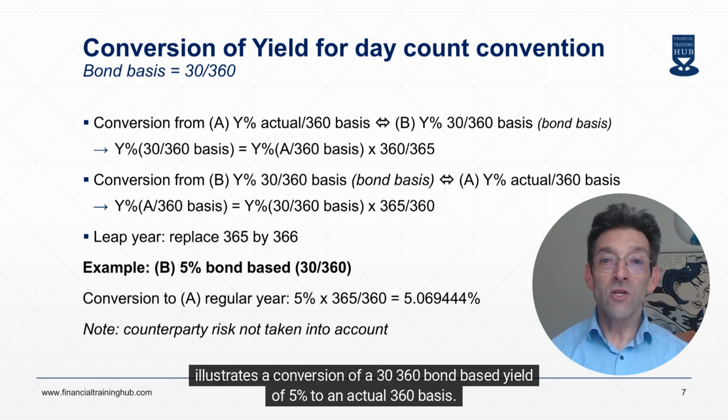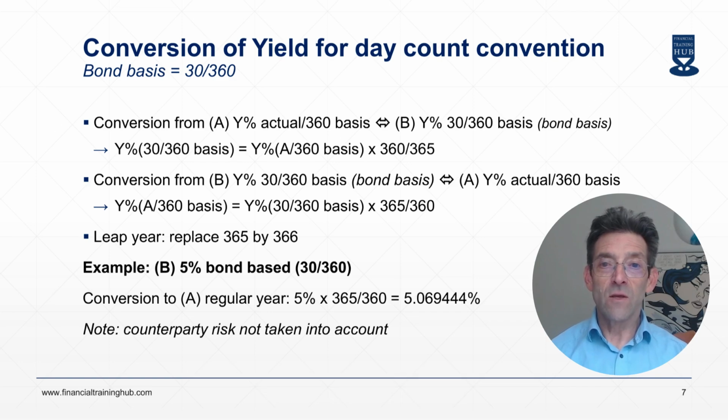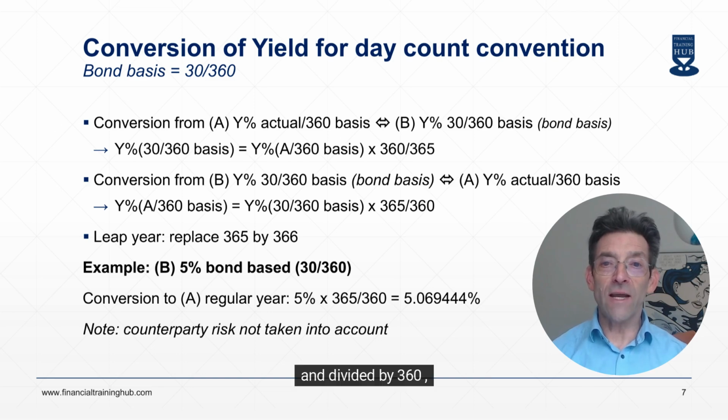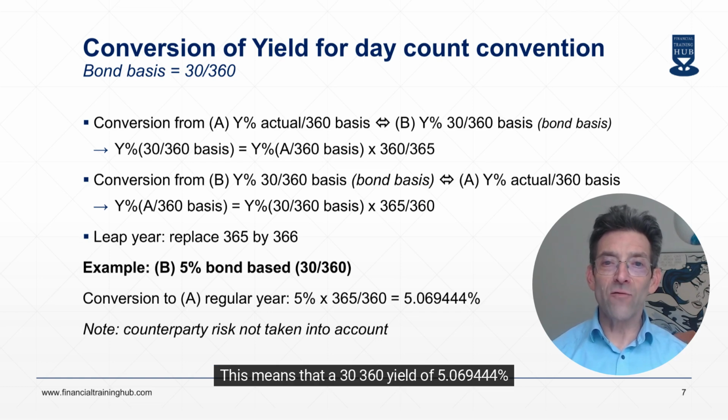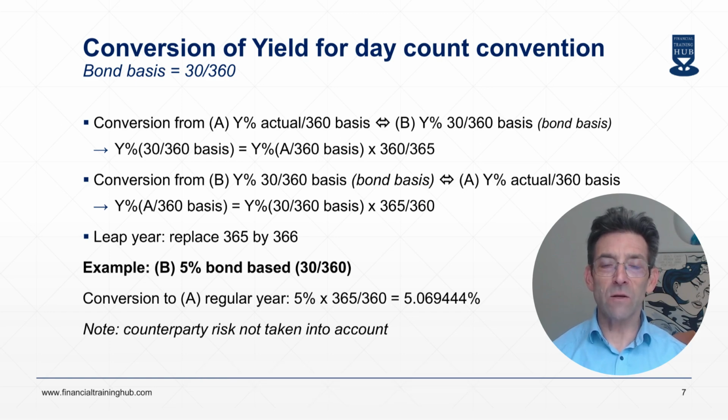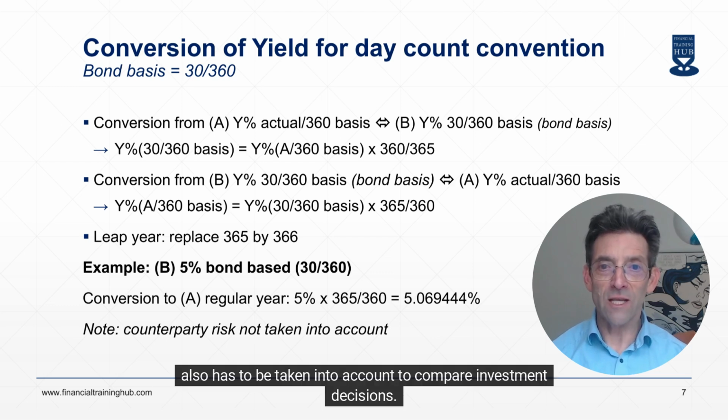The following example illustrates a conversion of a 30/360 bond-based yield of 5% to an actual/360 basis. Using the conversion formula for a regular year, the 30/360 basis 5% yield has to be multiplied with 365 and divided by 360, resulting in 5.069444%. This means that a 30/360 yield of 5.069444% generates the same coupon amount as an actual/360 yield for a regular year. Please be aware that the counterparty risk also has to be taken into account to compare investment decisions.